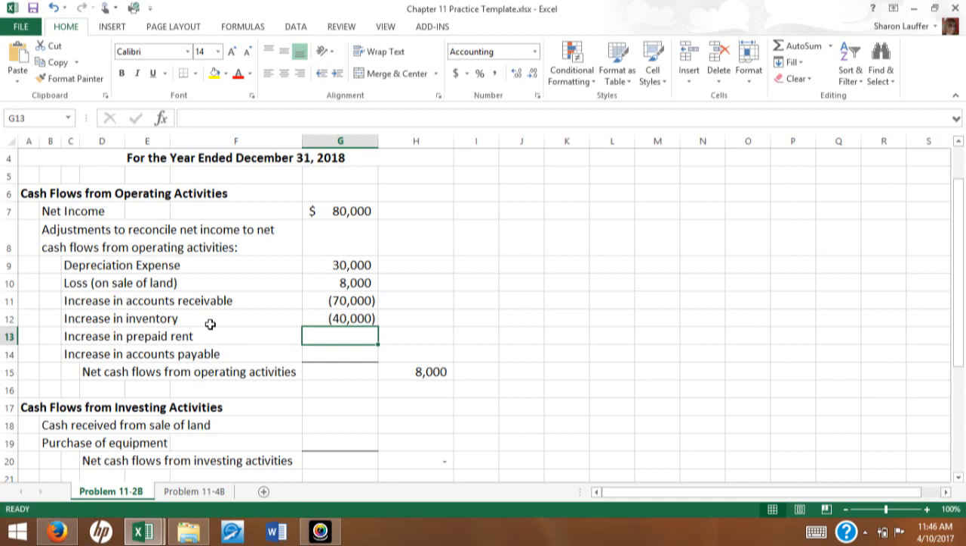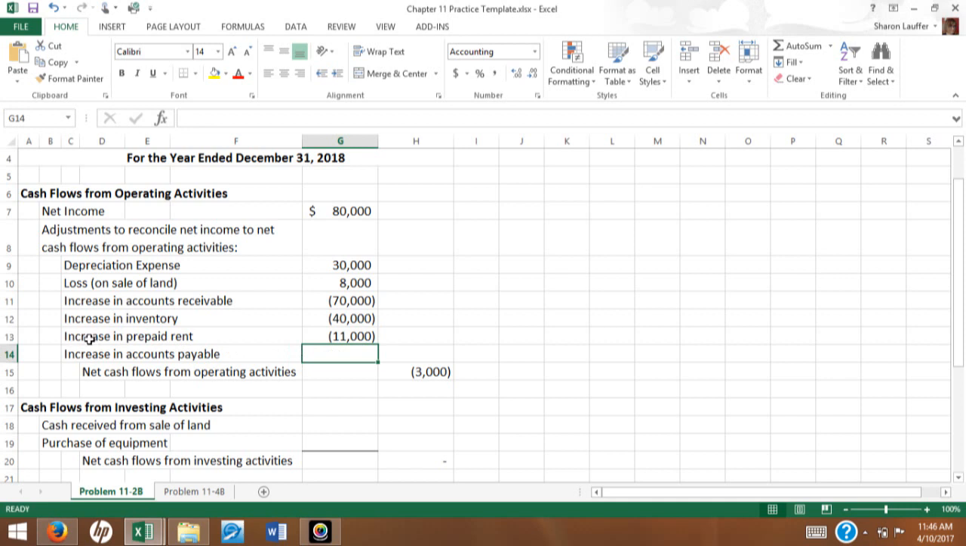Increase in prepaid rent, it says was $11,000, so we're going to subtract that out. And again, if that's an increase in prepaid rent, if it was an increase in any other prepaid expense, you would do the same thing. You would subtract it out. If it was a decrease in a prepaid expense, then you would add it back.